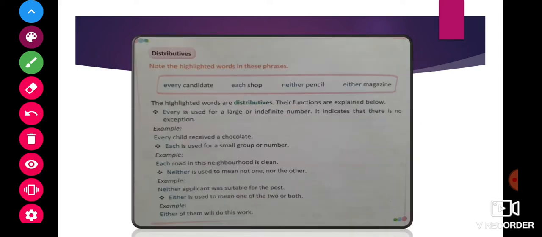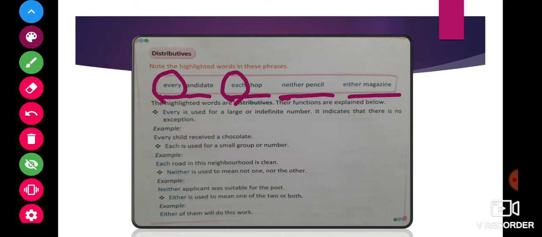The next type of determiner is distributives. Let us note the highlighted words in these phrases. Every candidate, each shop, neither pencil, either magazine. So here the words every, each, neither, either are called distributives. Let us see each of them one by one.